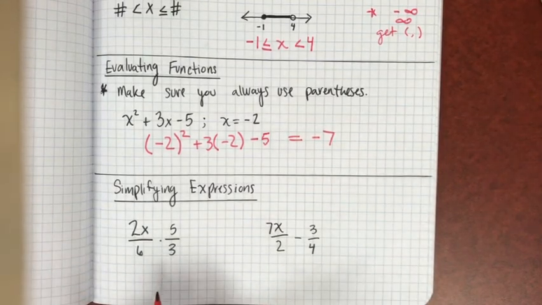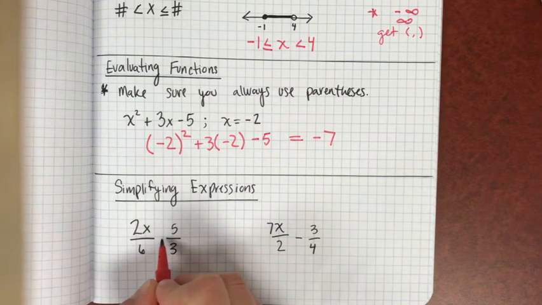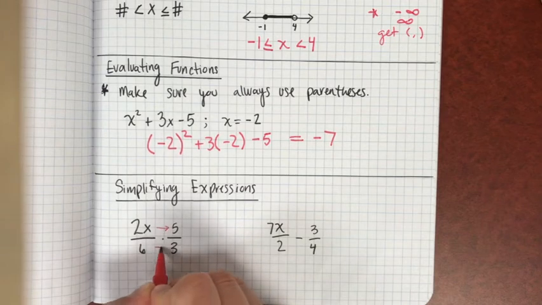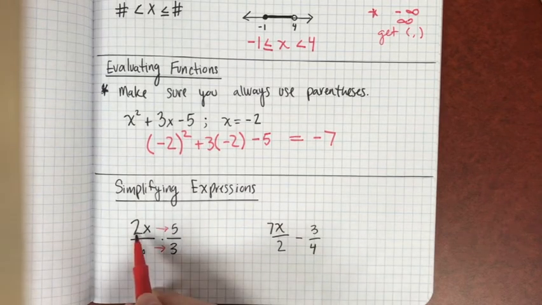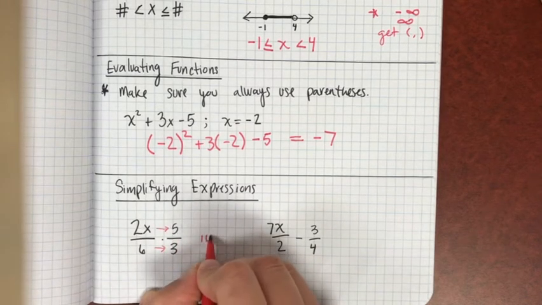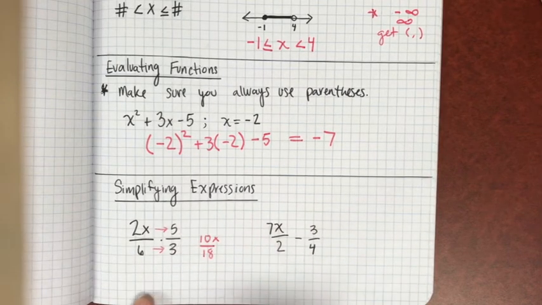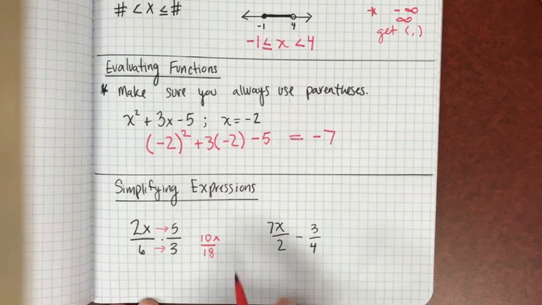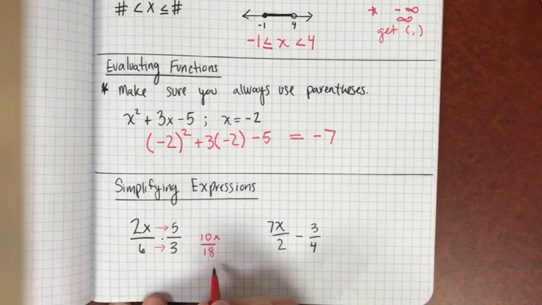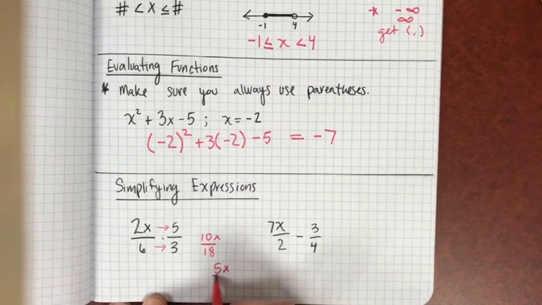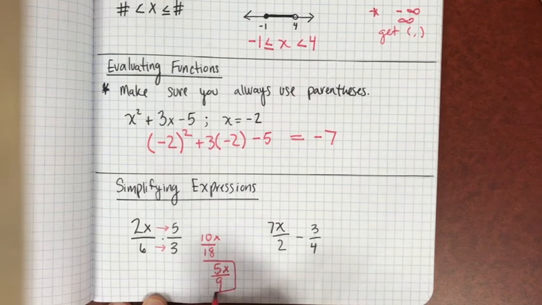Next thing with simplifying, when you're multiplying or dividing, you do not need common denominators, okay? You just multiply straight across, okay? 2x times 5 is 10x, 6 times 3 is 18, and we can reduce that, okay? We can divide both of these by 2, so we've got 5x over 9.